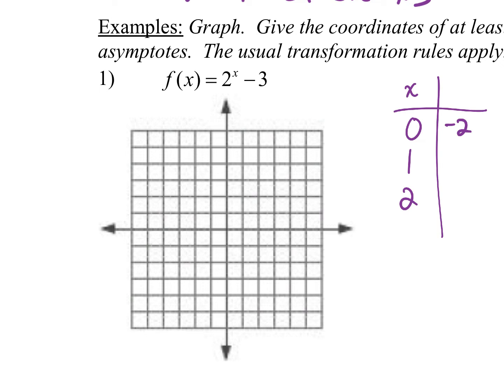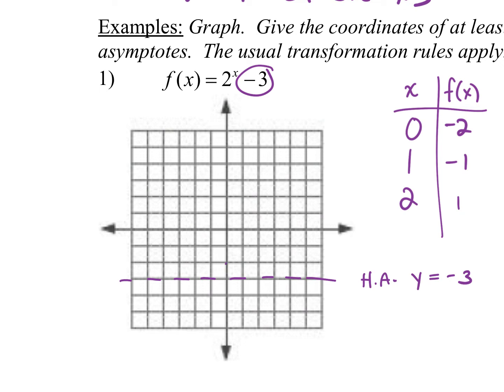In this case, let me write this here. Anything to the first power is itself. 2 minus 3 will leave us at negative 1. And then raising it to a second power, we'll have 4 minus 3 or positive 1. In my opinion, that's enough for this graph. We are going to have a horizontal asymptote at y equals negative 3 due to the downward transformation by 3 units.